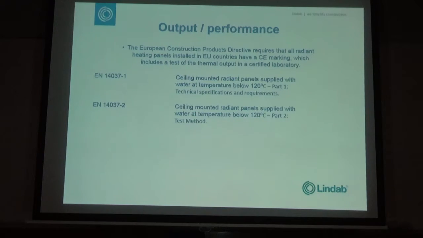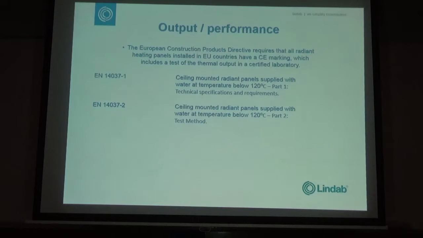The second part describes how you set up your test cell to test your radiant panel. There's only one test cell in Europe that can issue a 14037 certificate, and that's in Stuttgart. It tells you how you set that test cell up. It's 3 metres high, you mount your radiant panel on a concrete soffit, you cool your water to a certain temperature, and then you test your product at 3 different mean waters at a set flow rate, 0.0022.